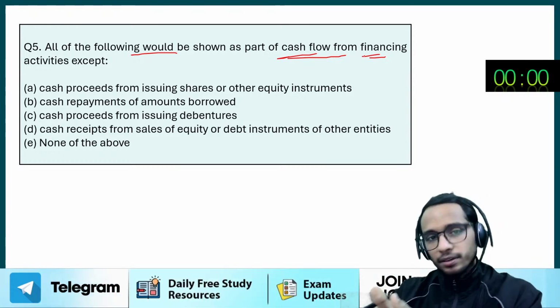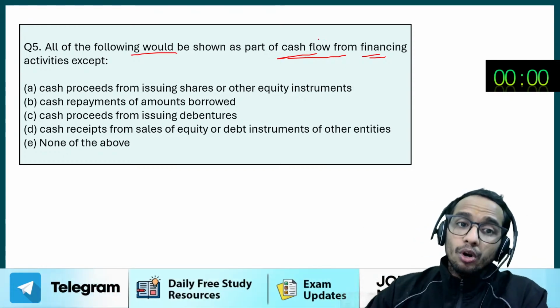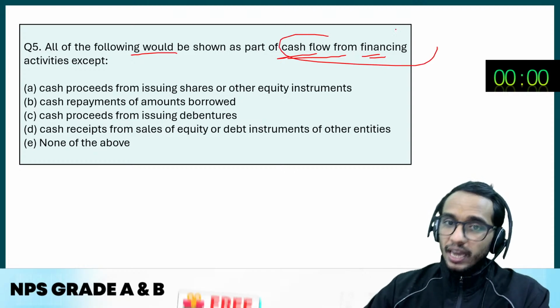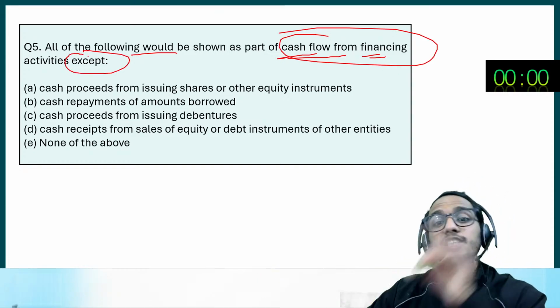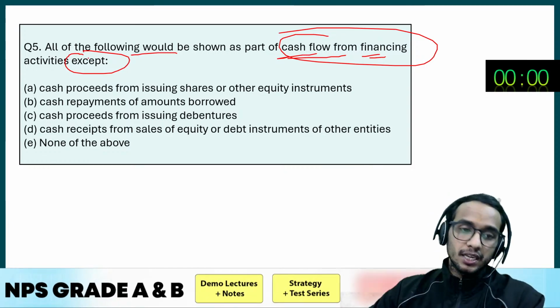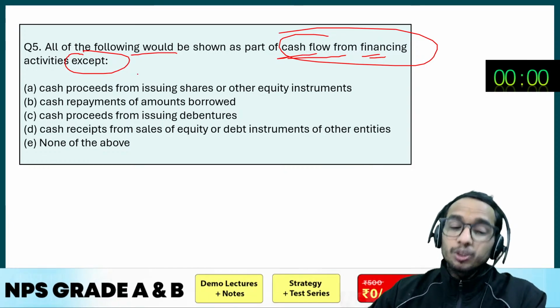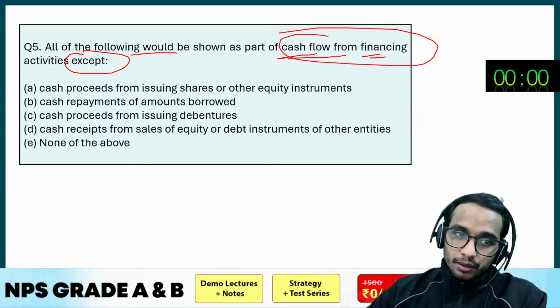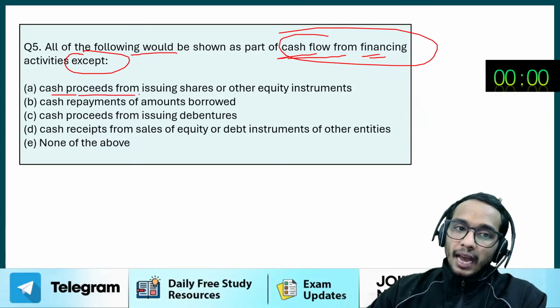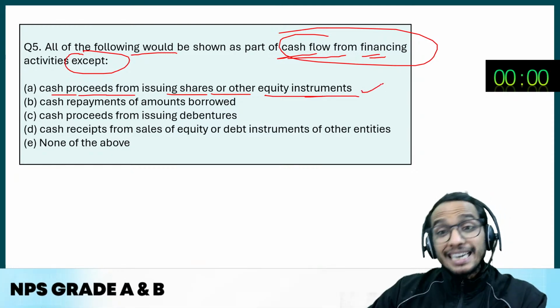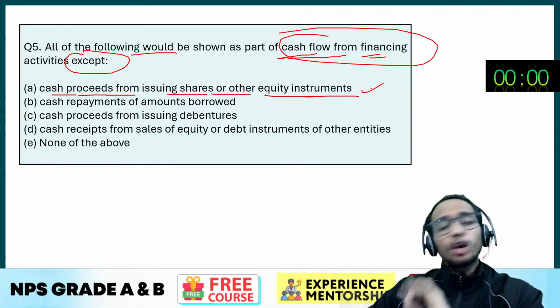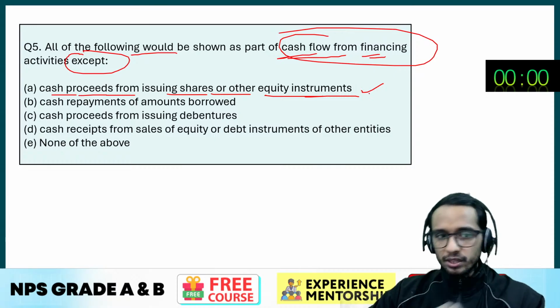Right? So the question says all of the following would be shown as part of cash flow from financing activities, except. It is saying except, which is not the cash flow from financing activities. That is what this question is asking. So option A says cash proceeds from issuing shares or other equity instrument. It is a type of financing activity, so it is not going to be the answer.